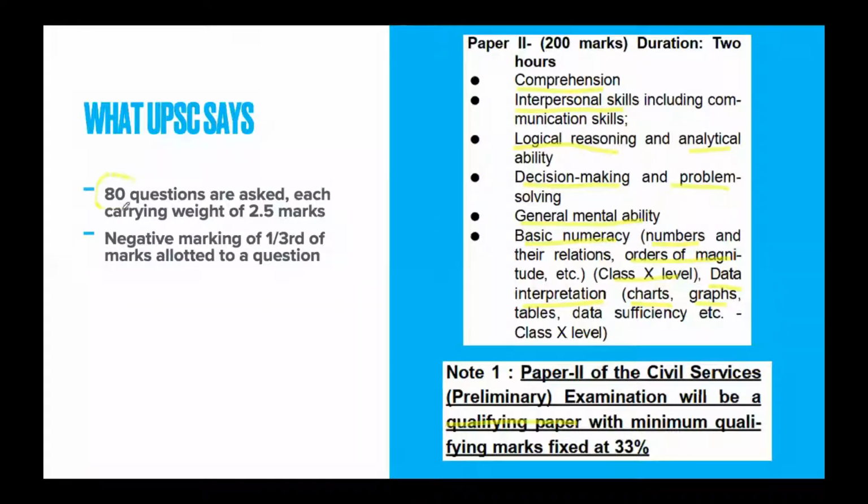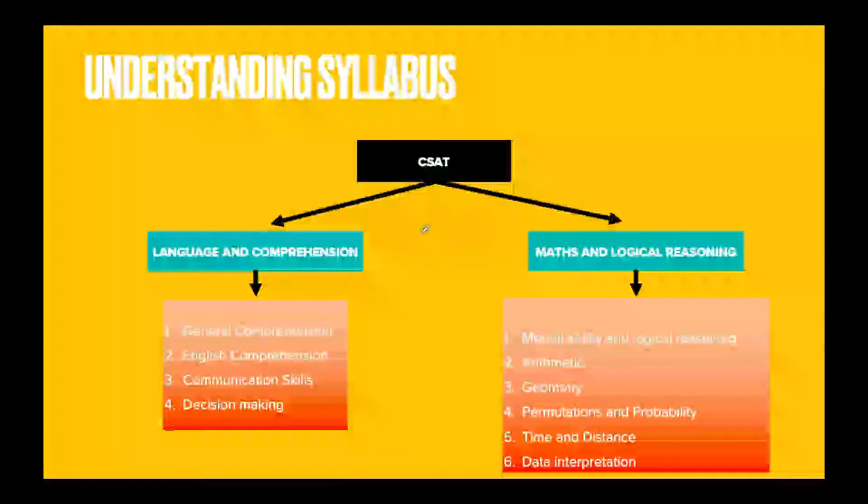There are a total of 80 questions, each carrying 2.5 marks and also carrying a negative marking of 1/3. Therefore, while doing this paper, you must be cautious about this 1/3 negative marking. Otherwise, you are going to get below this 33% level and will not be able to qualify.